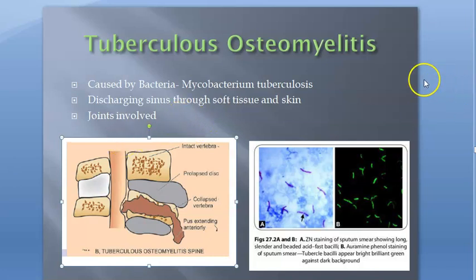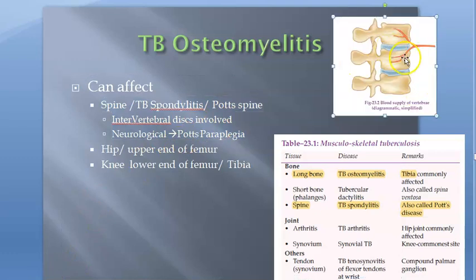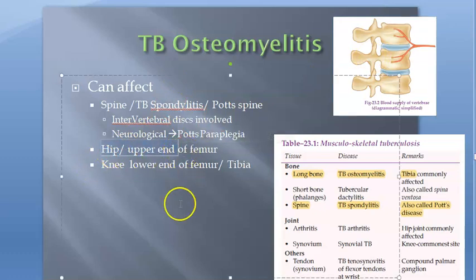So what all can this bacteria affect? It can affect your spine, most commonly your spine. Tuberculosis bacteria can come and affect that. How does it reach the spine? Mostly via blood supply, or it can even come directly. It can affect your hip, which means the upper end of the femur. Then it can affect the knee, so the lower end of the femur and tibia, all that it can affect, okay.